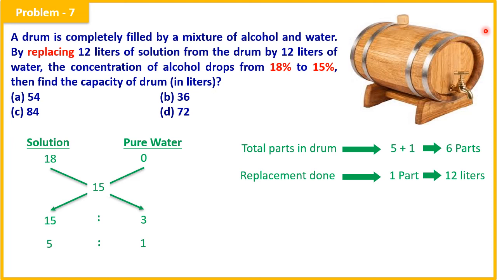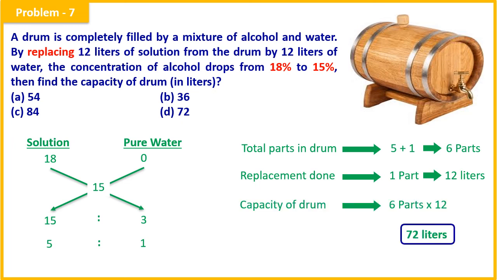So the replacement done is 1 part, which is equal to 12 liters as mentioned in the question here. So if 1 part corresponds to 12 liters, we are supposed to calculate the capacity of the drum. Capacity of the drum is 6 parts, that is 6 into 12, which is equal to 72 liters.